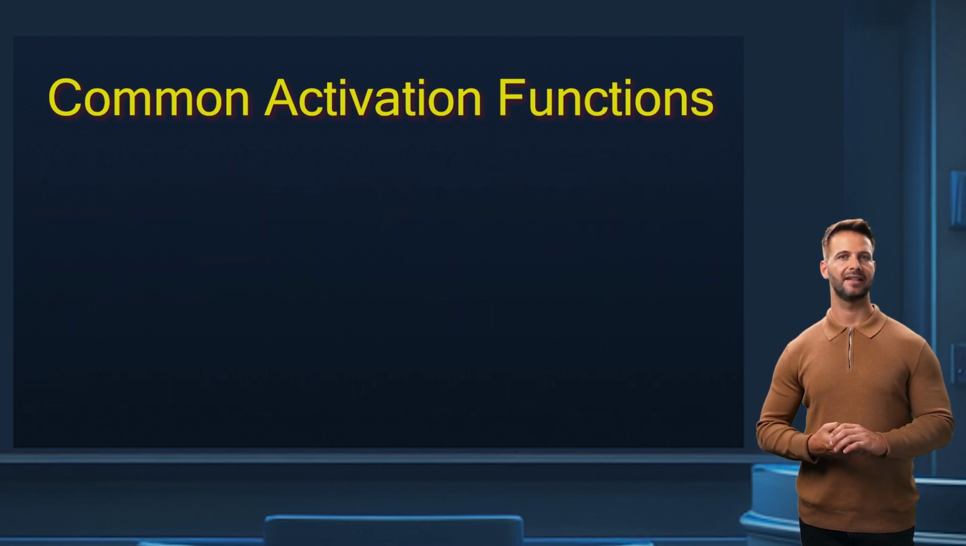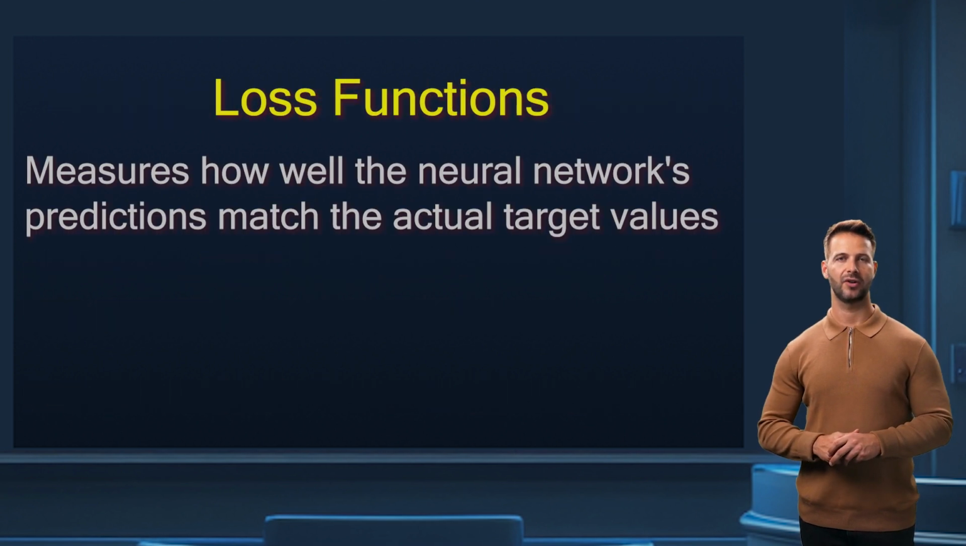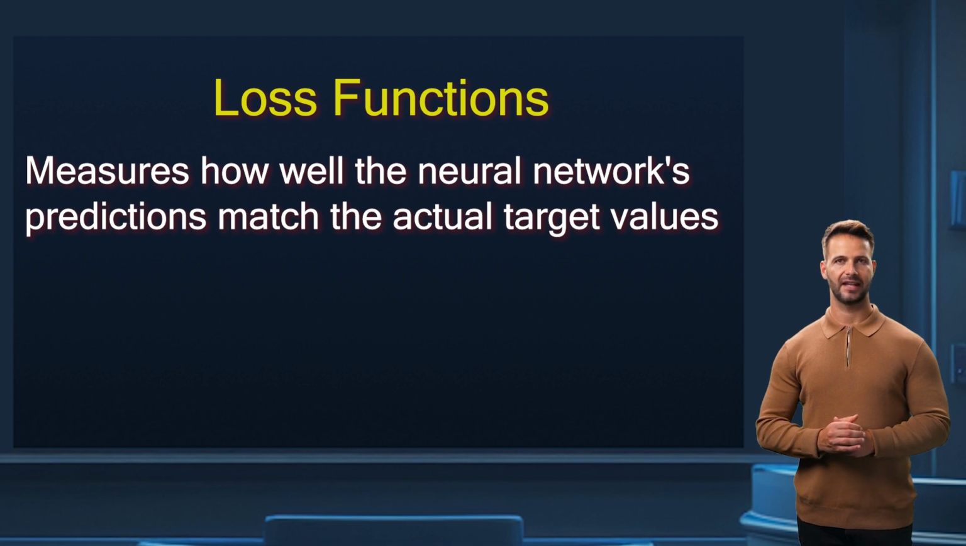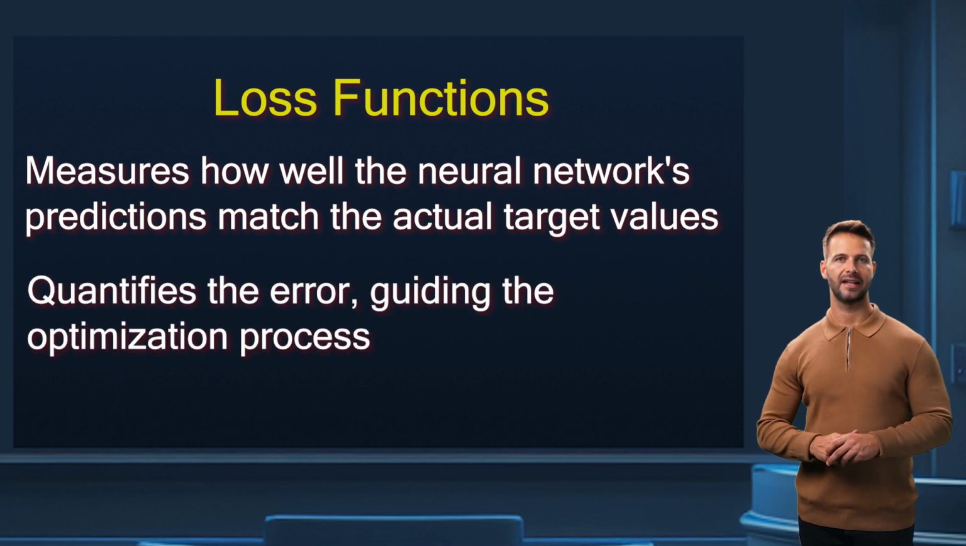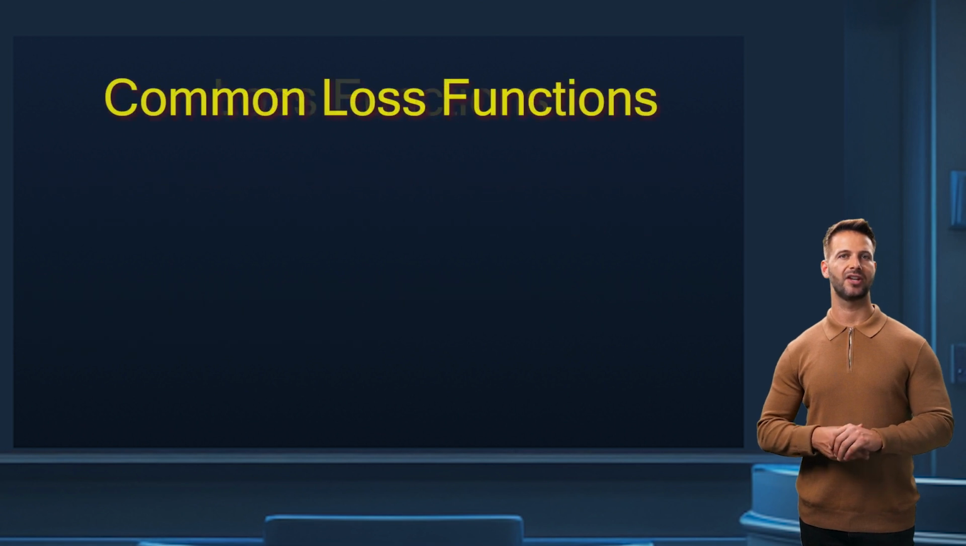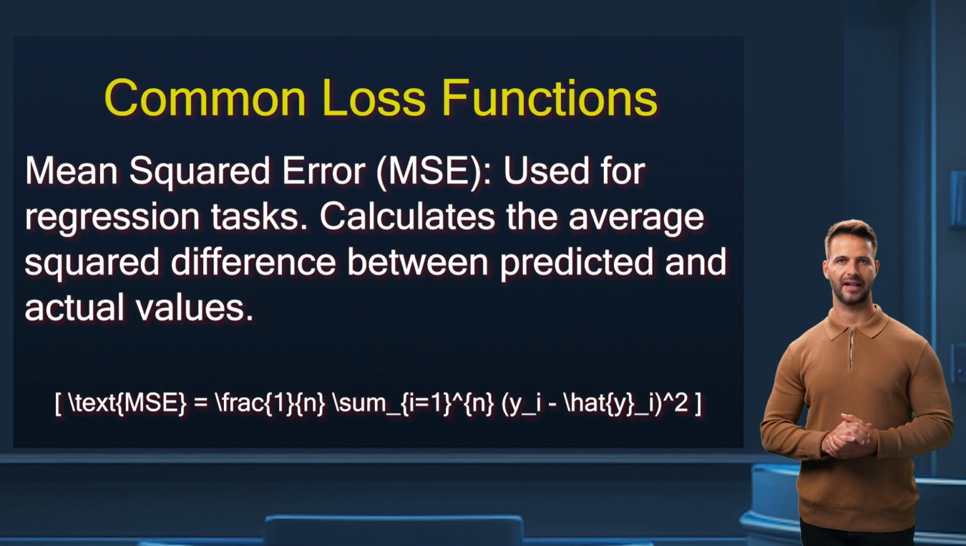And in addition to the activations, we have the loss function, which measures how well the neural network's predictions match the actual target values. It quantifies the error, guiding the optimization process. Common loss functions include mean squared error, or MSE. This is used for regression tasks. MSE calculates the average squared difference between predicted and actual values.